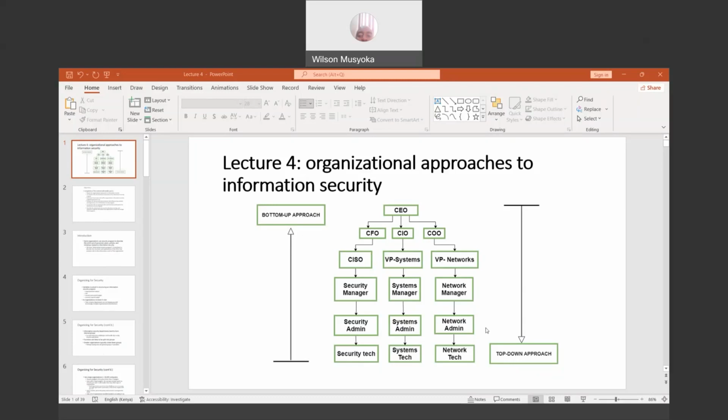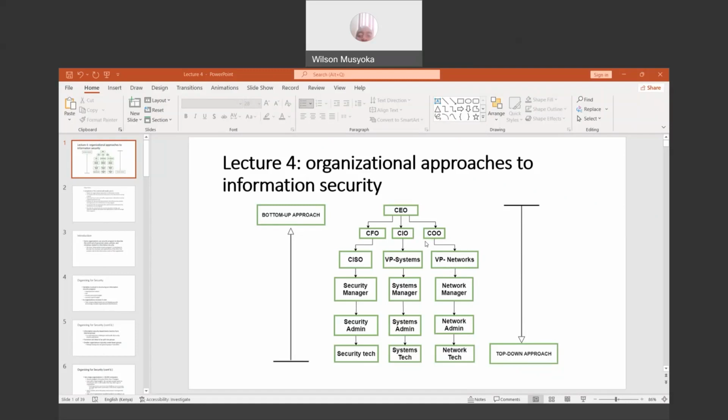Then the other approach we normally talk about is the top-down approach. In the top-down approach, the security approach begins with the upper management. And when it begins with the upper management, the top-level managers are the ones who are responsible for initiating, creating, and implementing the data protection strategy. That is, they create the policy, like we discussed in our previous class.